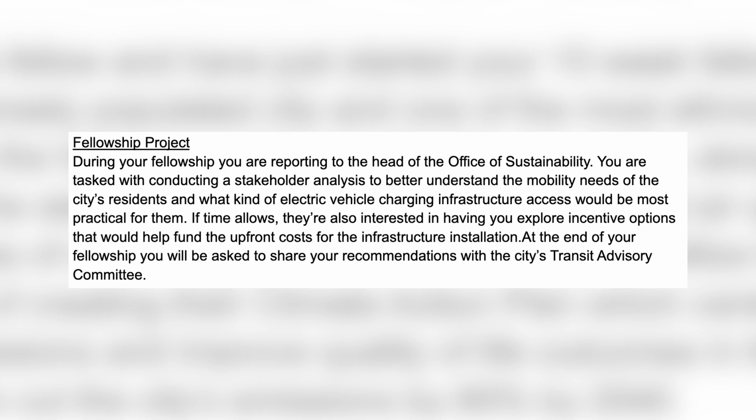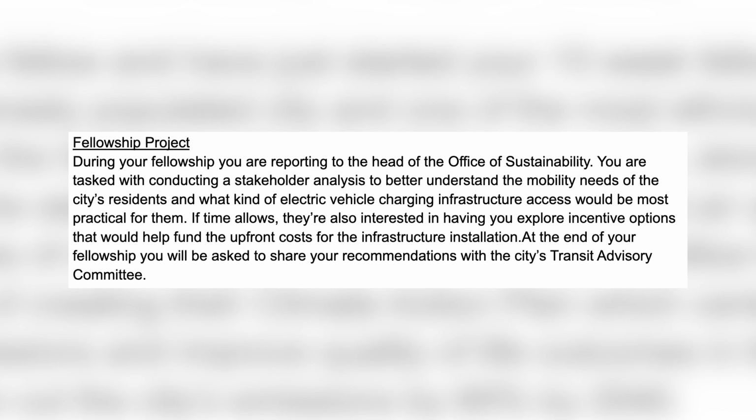The fellowship project. During your fellowship, you are reporting to the head of the Office of Sustainability. You are tasked with conducting a stakeholder analysis to better understand the mobility needs of the city's residents and what kind of electric vehicle charging infrastructure access would be most practical for them.